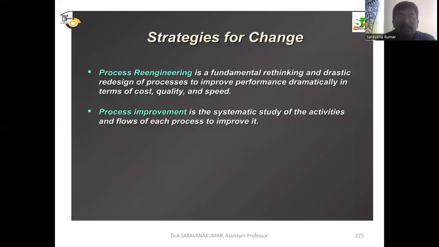So what are the strategies for change? Process re-engineering. The term business process re-engineering means a fundamental rethinking and drastic redesign of process to improve performance dramatically in terms of cost, quality, and speed. So in every product, they are going to analyze and redesign cost, quality, and speed, and it will be easy to satisfy the customers. Process improvement is the systematic study of the activities and flows of each process to improve it.